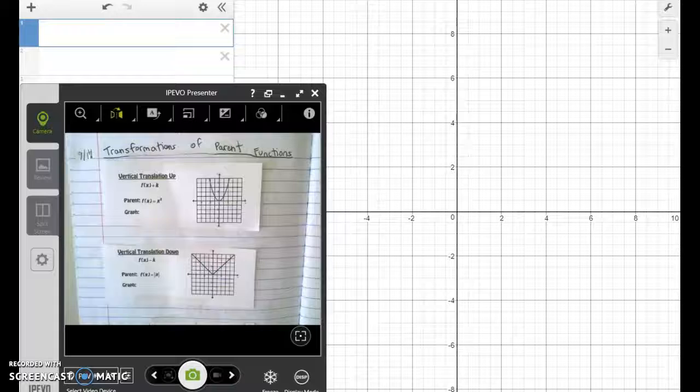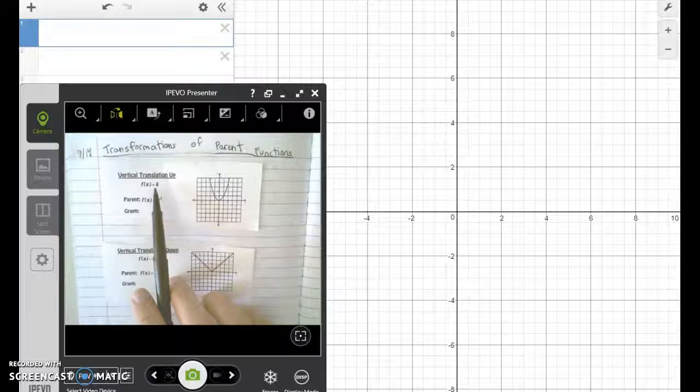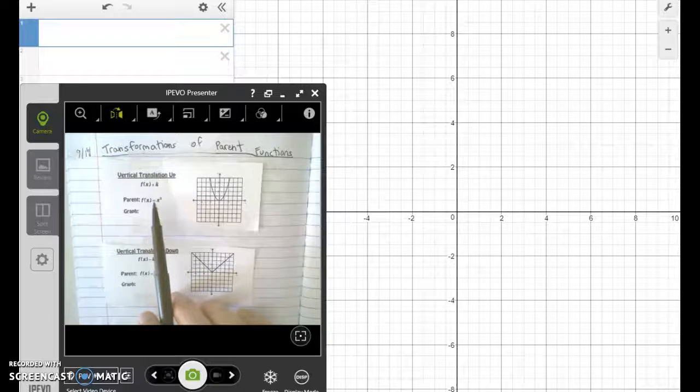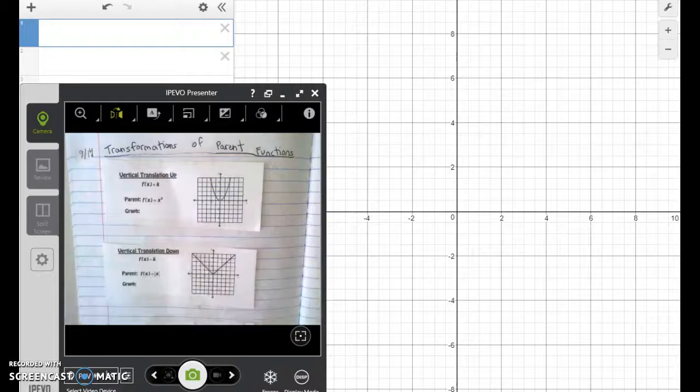So one of the translations or transformations that we talked about was just shifting the graph. And shifting the graph, we could move it up, down, left, or right. So to move it up, I think we figured out that whatever the function was, if you added a number, it would shift it up. So let's take a look at an example. Here's our parent function, f of x equals x squared. That's already graphed for us, so that's the parent function.